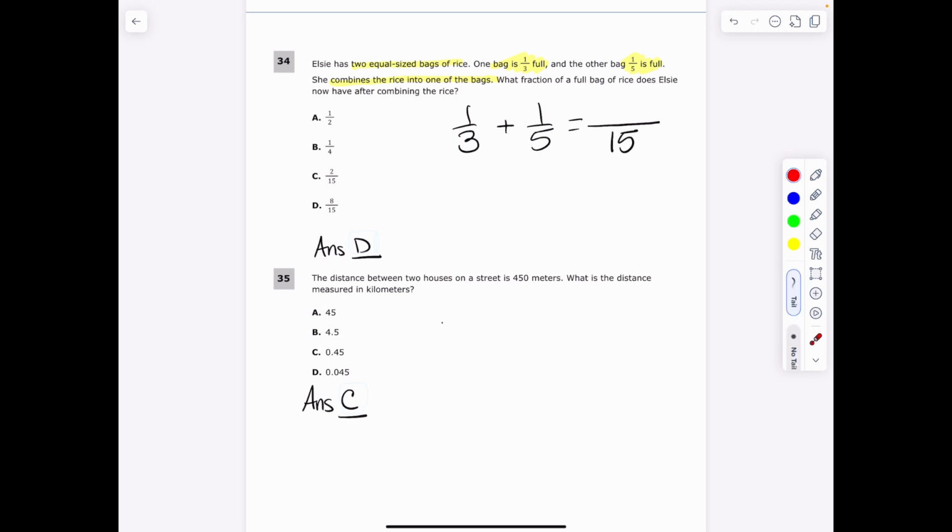Now watch what I'm going to do here. I can do cross products to figure out my new numerators. So for the one on the left, 1 times 5 is 5. And on the right, 1 times 3 is 3. Now you may be going, what are you doing? Well, this is what I'm doing.